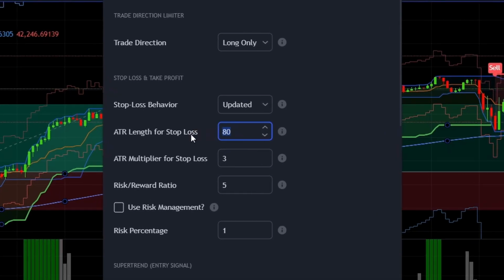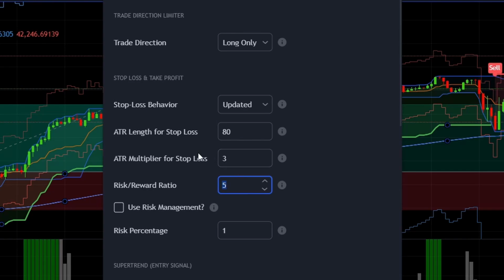Here you can set up the NNFX-ATR settings, so the ATR length, the ATR multiplier for stop loss distance, and the risk-reward ratio. So keep in mind, if this one is set to 1 and the stop loss multiplier is 3, then the take profit level will be at a 3 times ATR distance. But if the risk-reward ratio is set to 2, then the take profit level will be at a 6 times ATR distance.